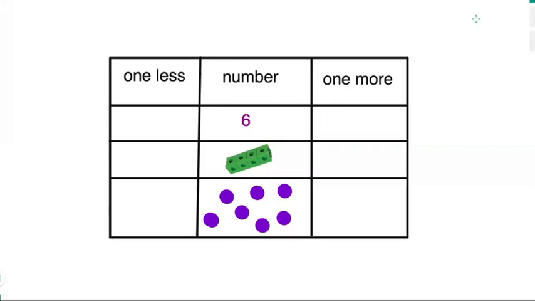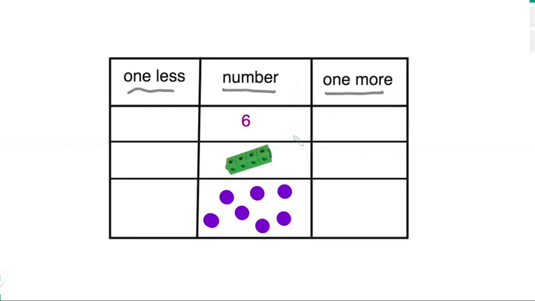Hi, so we're going to continue working on one more and one less. Now here you can see there's a chart on the screen. Here it says one less. Here are the given numbers because it says number, and here it says one more. So what we're going to do is to look at these numbers.